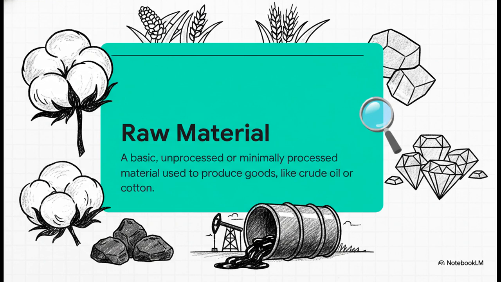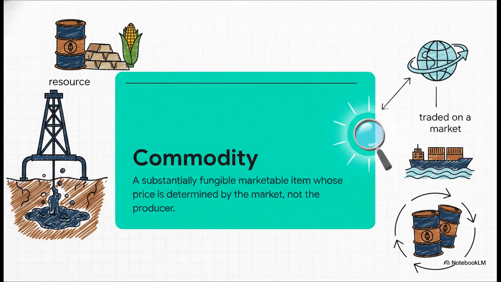All right, now let's narrow it down to a raw material. This is the actual physical stuff that's used to make other things. It's the unprocessed cotton that's going to become your t-shirt or the iron ore that will become steel for a building. It's the input. And that brings us right back to our star player.